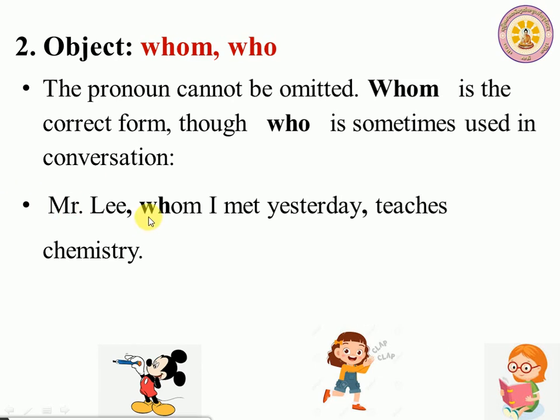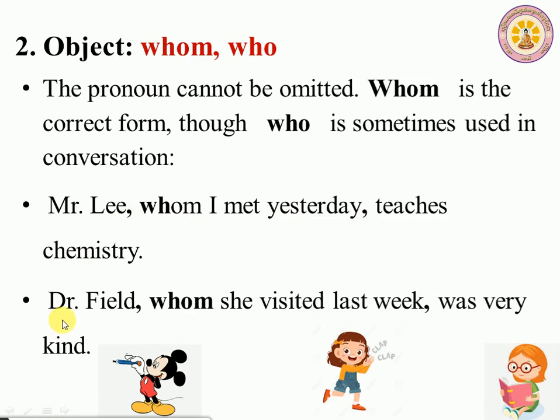Example: Mr. Lee, whom I met yesterday, teaches chemistry. So Mr. Lee is the name of a specific person, so this is already understood. Whom I met yesterday is the relative clause. Whom is the object pronoun used to replace Mr. Lee. And the non-defining relative clause here is separated by commas.